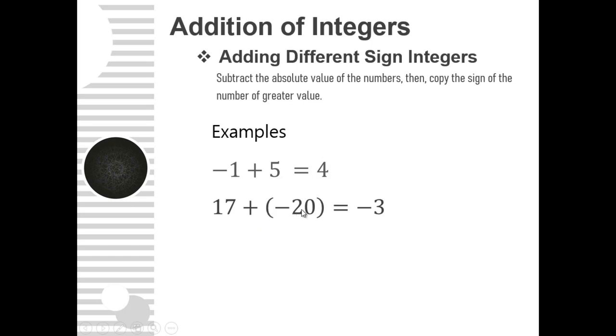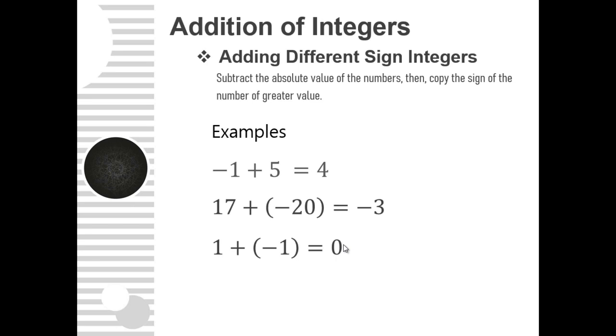17 plus negative 20. So, that is 20 minus 17, that's 3. What's the sign of the greater number? 20 is greater than 17 in absolute value, so the sign of our answer is negative. So, that's negative 3. So, 1 plus negative 1 equals 0. The answer 0 should not have any sign because it's neither positive nor negative.